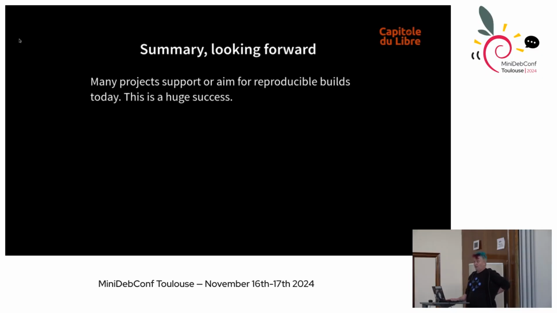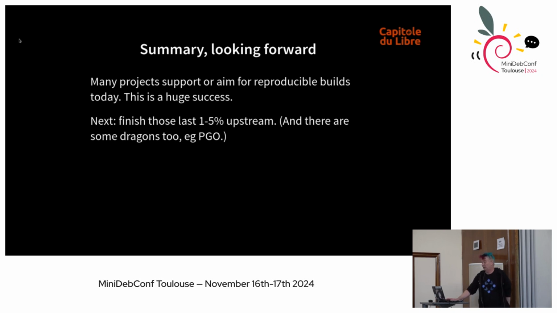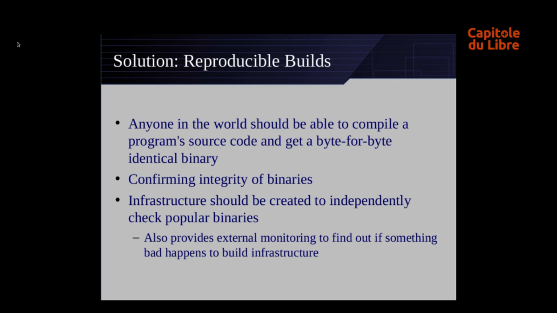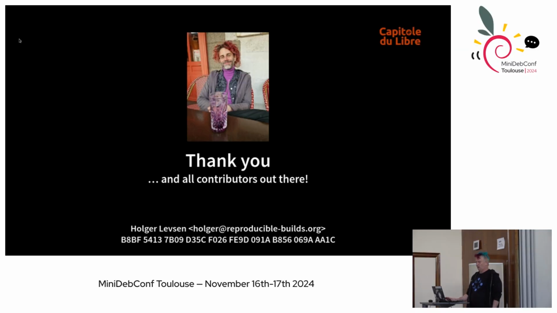So, as a summary, globally, many projects aim and support for reproducible builds. This is a huge success. Also, at this DebConf, there was a rumor Ubuntu might be finally working on it. I'm not saying more. We need to finish those, and we need to have this project-level consensus to really do this, to say, if the package is not reproducible, the time is over, fix it or get out. And this is again 10 years old, which basically has the same conclusion as I have now. Thank you. Thank all contributors.